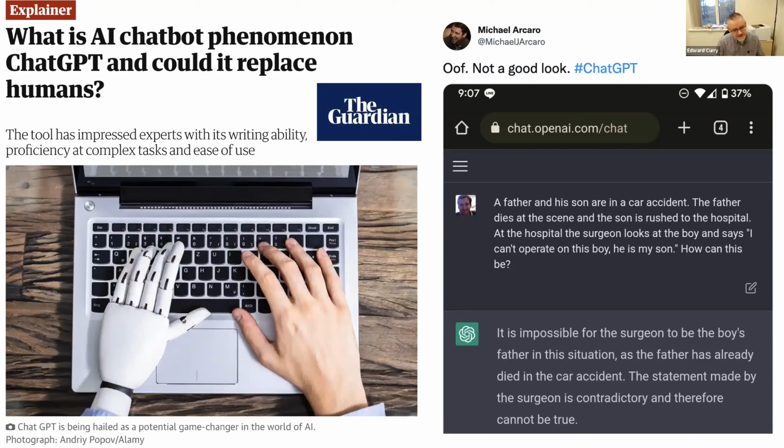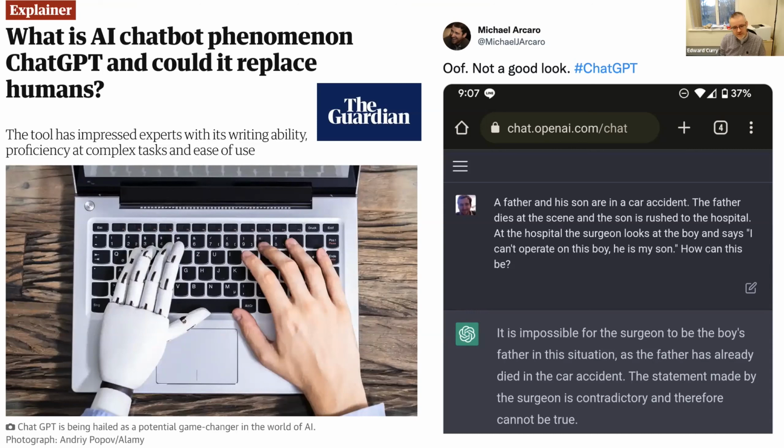But very interestingly, when people start putting different questions to it, and this is a tweet that I found on Twitter, I'm still on Twitter at the moment, you can see it's a very simple riddle that identifies unconscious biases that might exist in us. I'm sure you've seen this before: a father and his son are in a car accident. The father dies at the scene and the son is rushed to hospital. At the hospital, the surgeon looks at the boy and says, "I can't operate on this boy. He is my son." How can this be?